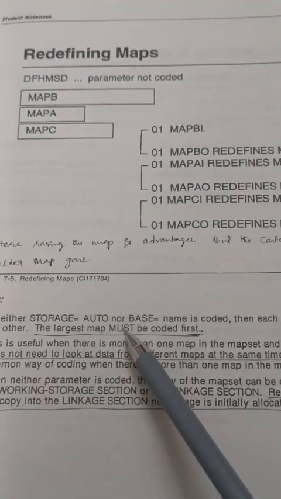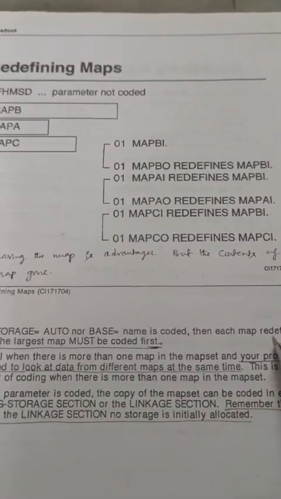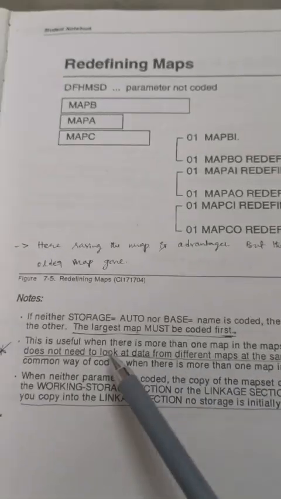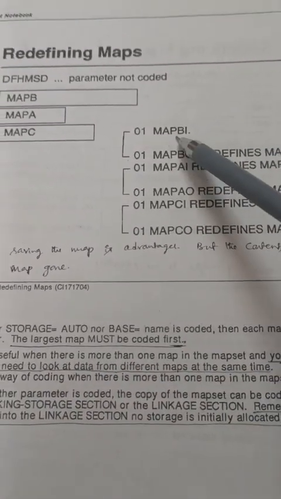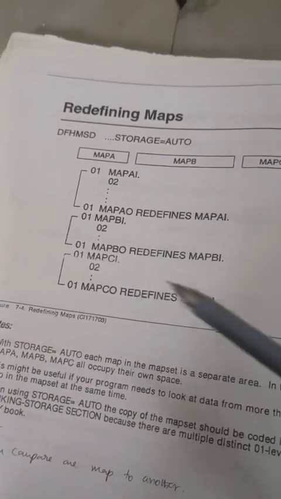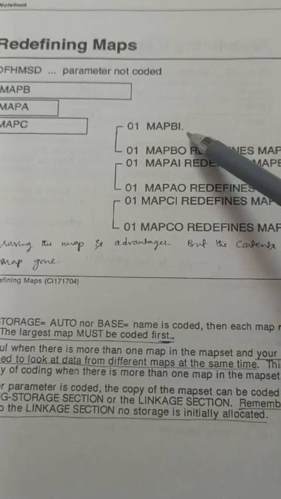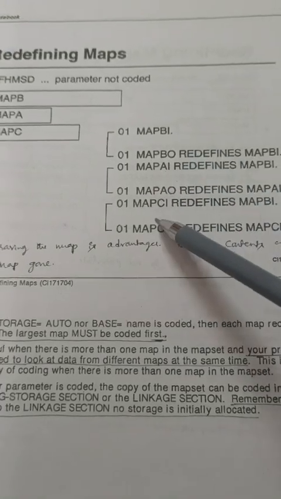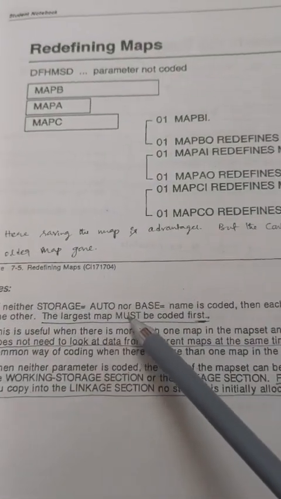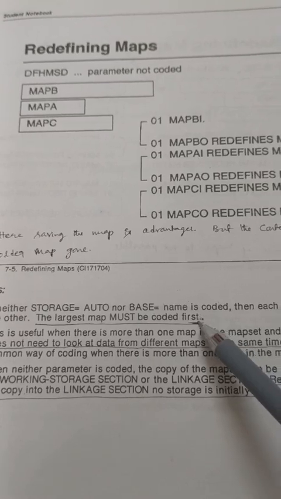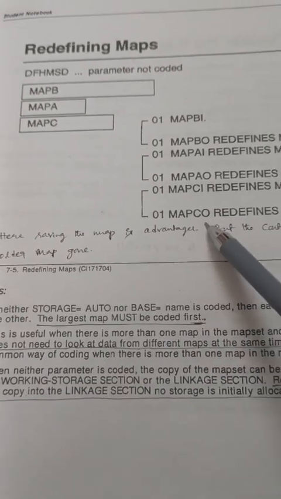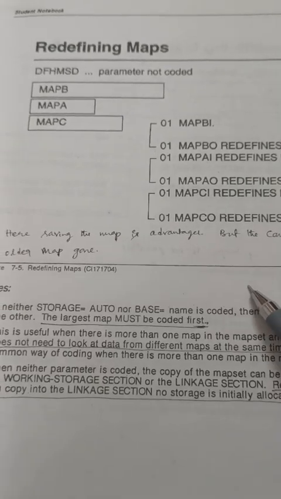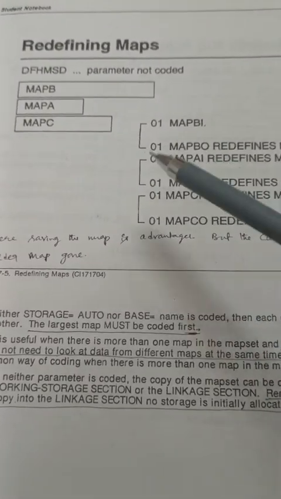If you have not mentioned any of the base parameters, like auto or base, then each map redefines the other. The largest map must be coded first here. Why has B come first here? Earlier the order was A and B, but here B is mentioned first, then A, and then C. That means the largest map must be coded first. The largest map is the one with the highest storage, that map should be coded first.